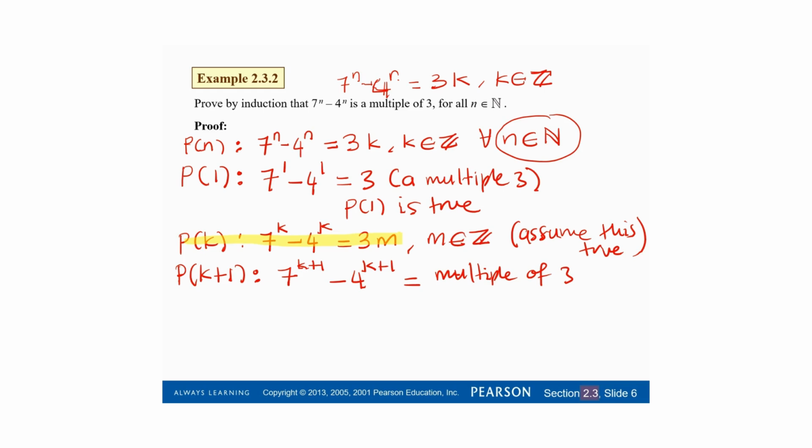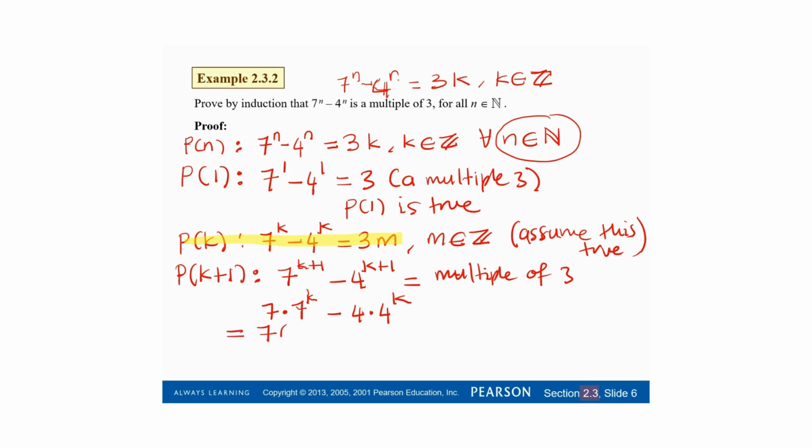Okay, so 7 to the power of k plus 1 can be written as 7 multiplied by 7 to the power of k. Okay, and 4 to the power of k plus 1 can be written as 4 multiplied by 4 to the power of k. Okay, so now we want to check what we can do, or we can apply our assumption step. Okay, so I can replace the terms 7 to the power of k and 4 to the power of k from the assumption step. Okay, so we have what?